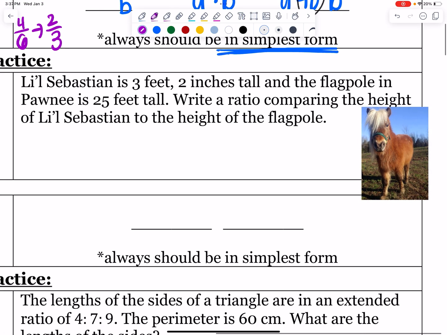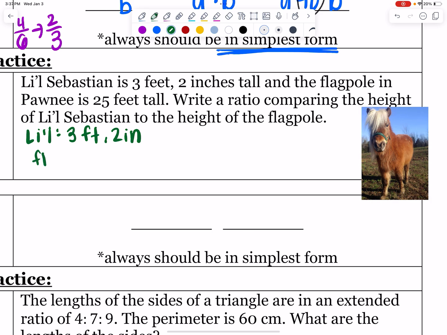If you watch Parks and Rec, then you will understand the references in this problem. If not, you can still do the math. So, Lil Sebastian is a mini horse. He's a famous mini horse in the city of Pawnee. And Lil Sebastian stands 3 feet and 2 inches tall. We want to compare that to the flagpole in Pawnee. That flagpole is 25 feet tall. And so we want to write a ratio, so it needs to be in simplest form, same units, whole numbers, comparing the height of Lil Sebastian, the sweet little mini horse right here, to the height of the flagpole, okay?